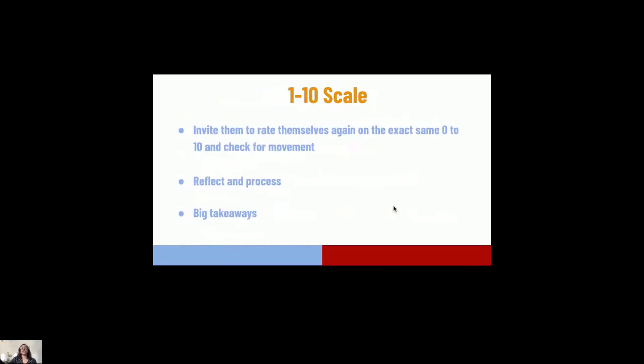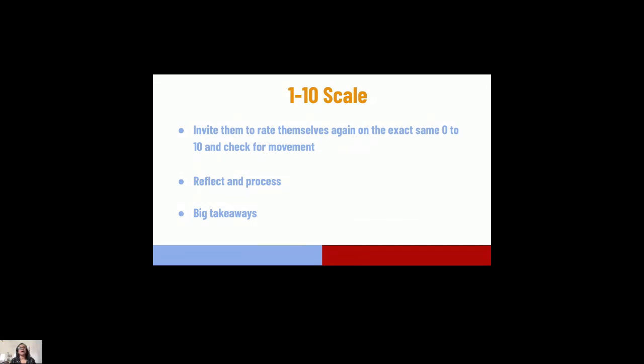And then, of course, we're going to come back to that 1 to 10 scale. We're going to invite them to rate themselves again. And this is where we get to check for movement. Not everybody moves, but many times in a powerful deep canvass conversation, when you've unearthed those stories, those experiences, when you've shared, people will move. You can persuade folks.